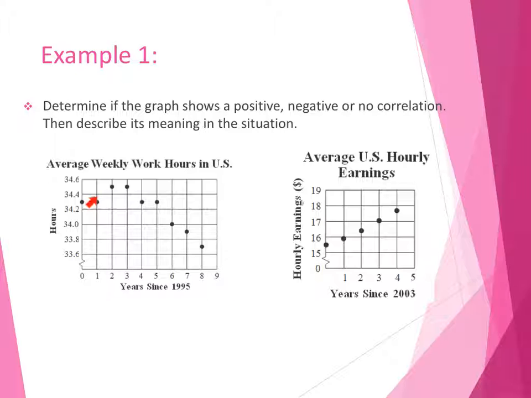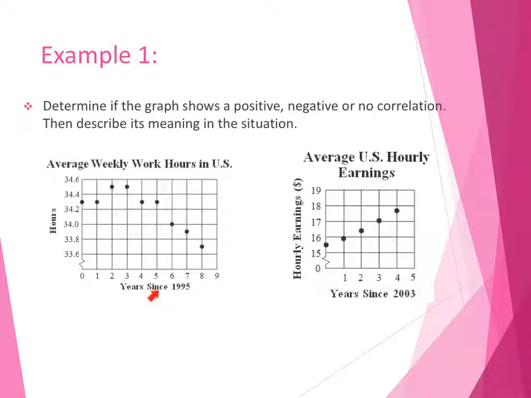So in the first example, we'll see the dots, even though they start to sprinkle upward at first, for the majority, they're sprinkling downward. So we're going to say that's a negative correlation, okay? And then to describe what's happening here, we're talking about the average weekly work hours in the United States. So what's the average working time that a person would work during a week?